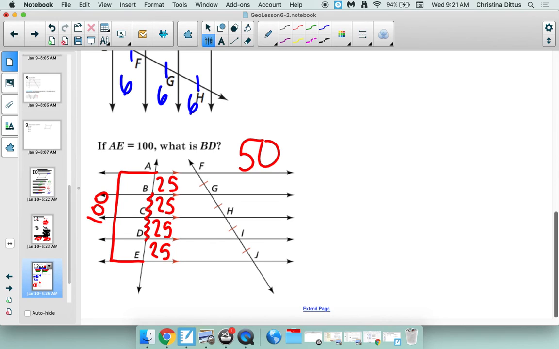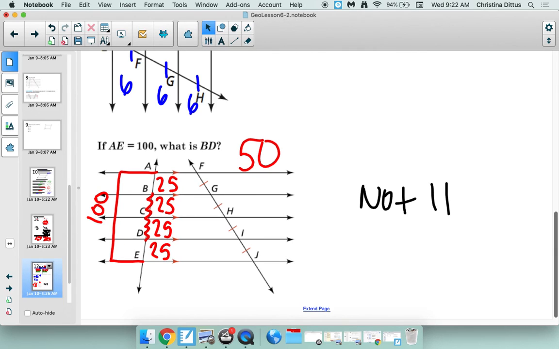And then that last one you have in your notes. It wants to know why they're not correct. Your lines aren't marked with arrows, so you don't even know that they're parallel, so you can't do this. In order to do this, you have to have parallel lines, and in that bottom one, they don't show the parallel. So if you just want to write not parallel, that takes care of that. Alright, questions?